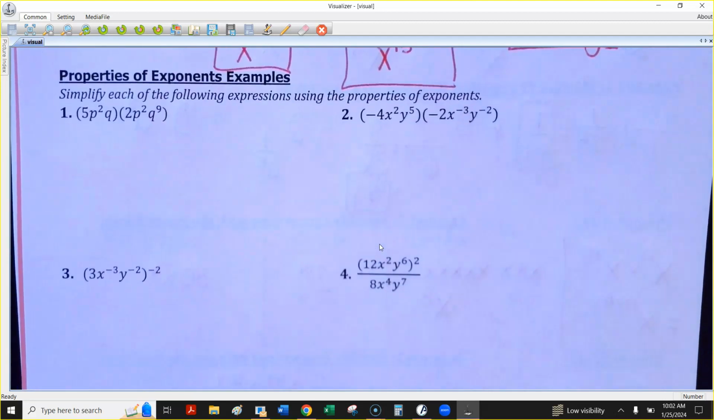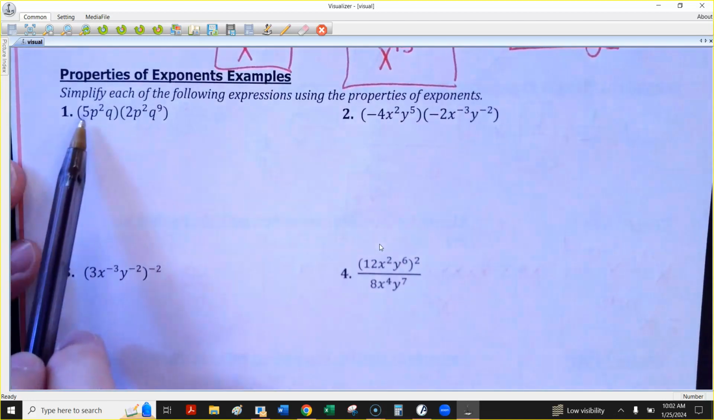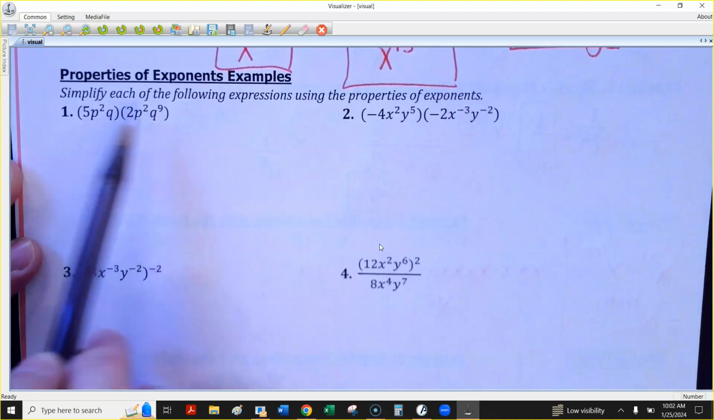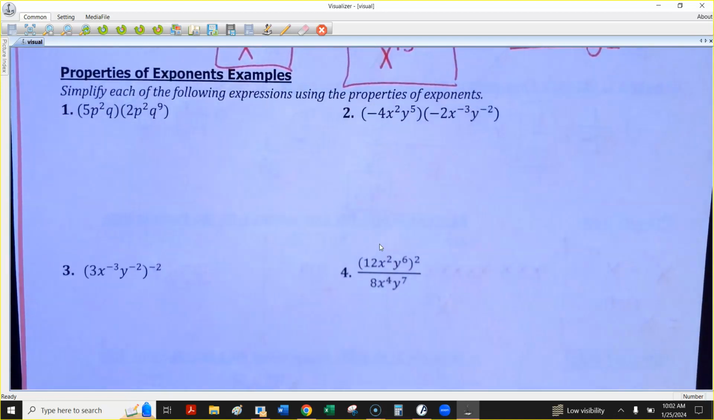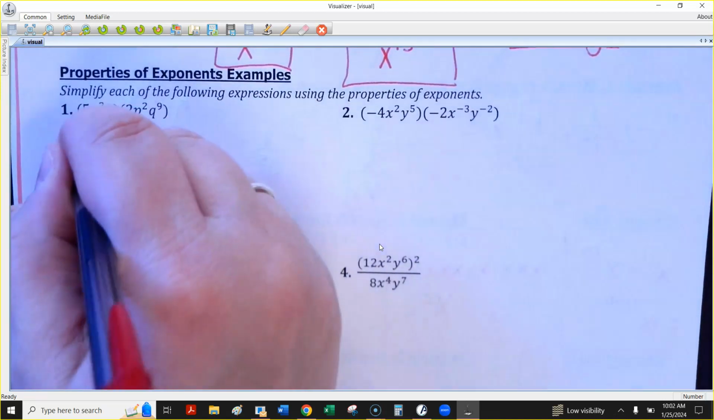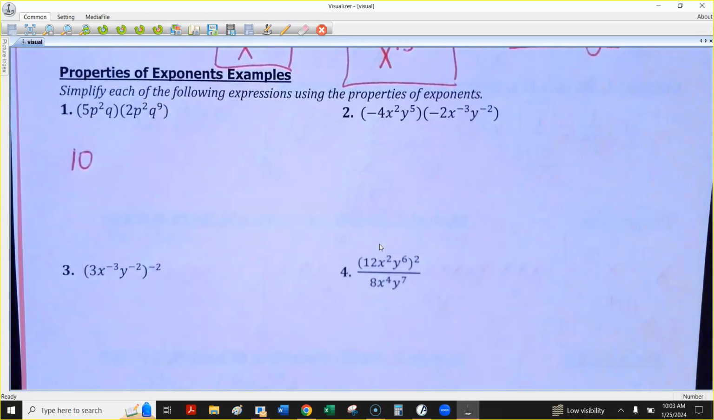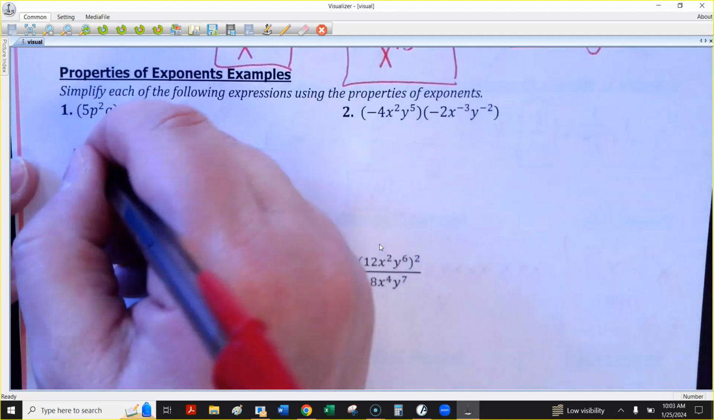All right, now product. Multiply the numbers. So I have 5p squared and a q, 2p squared and q to the ninth. So just straight up multiply numbers out in front. So 5 and 2, multiply those together, you get 10. Now you're going to add the exponents on the letters that are the same. So I have a p squared and a p squared. So we would have p to the 4th.